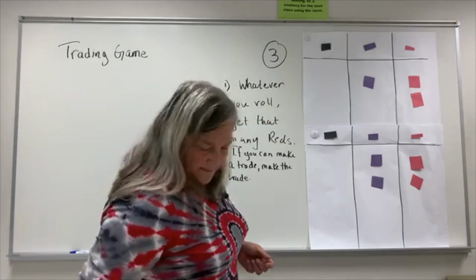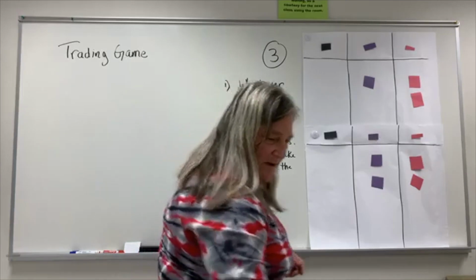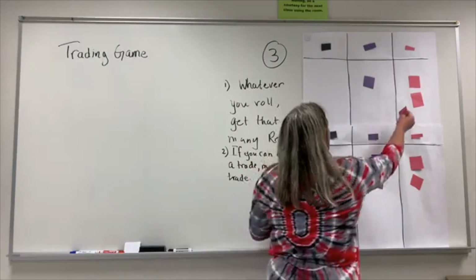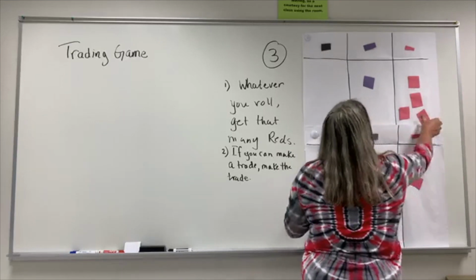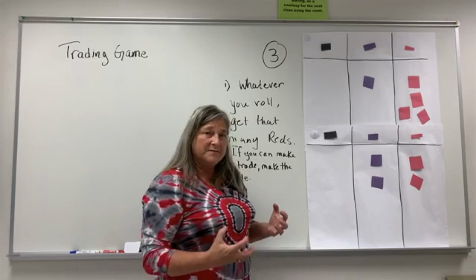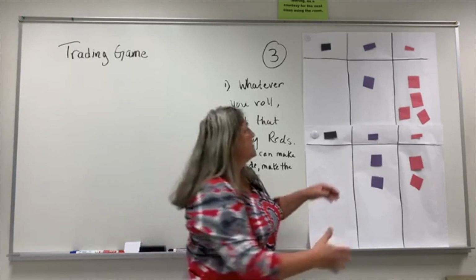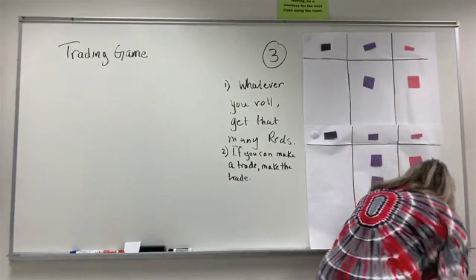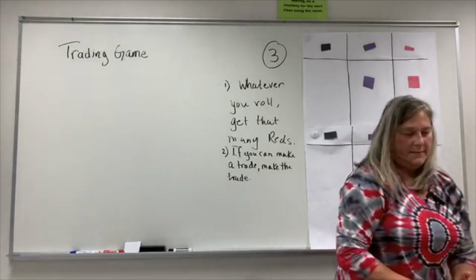So now I'll roll again, and I know you probably understand this now. I rolled and got a 2, so I have 2 more reds. Okay, so now I can make a trade. I'm going to trade 3 of something in for something else. So 3 reds are traded in for a purple.